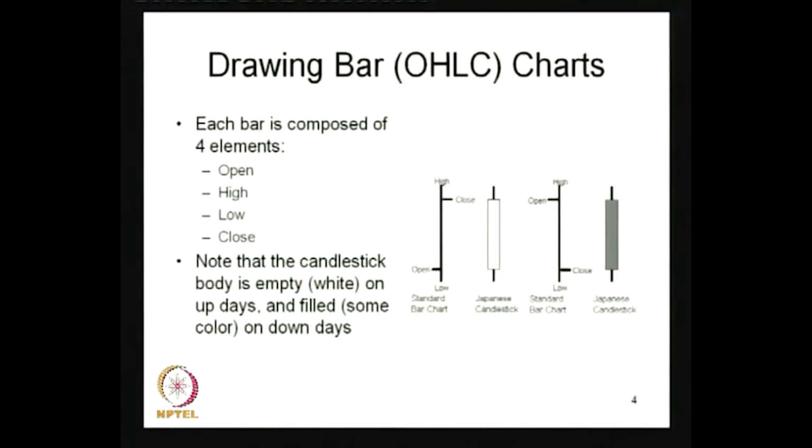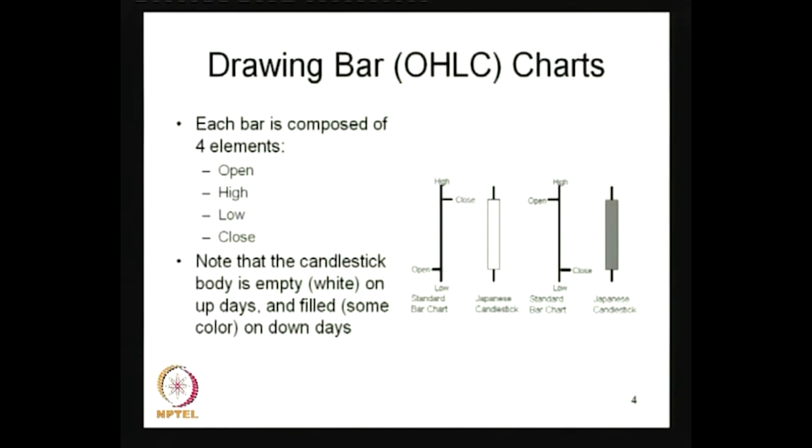So, one by one, if you analyze these things, first of all you see the bar diagrams or bar charts that we generally make. In general, they are always named OHLC charts, because each bar is composed of four elements: open, high, low and close.